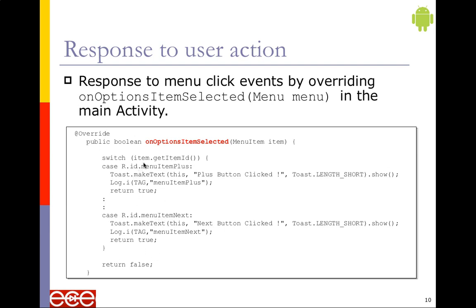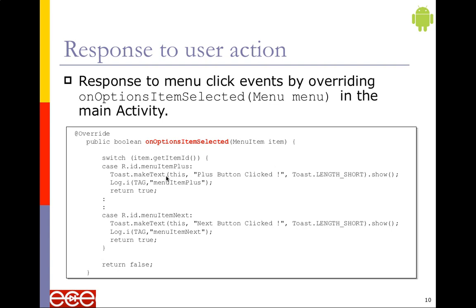So if it's item.getItemId, each one of them, you can set the item ID actually. It starts out just like an array, 0, 1, 2, 3, depending upon how you have them arranged on your options menu. In here you can just get the ID: which one did you pick?